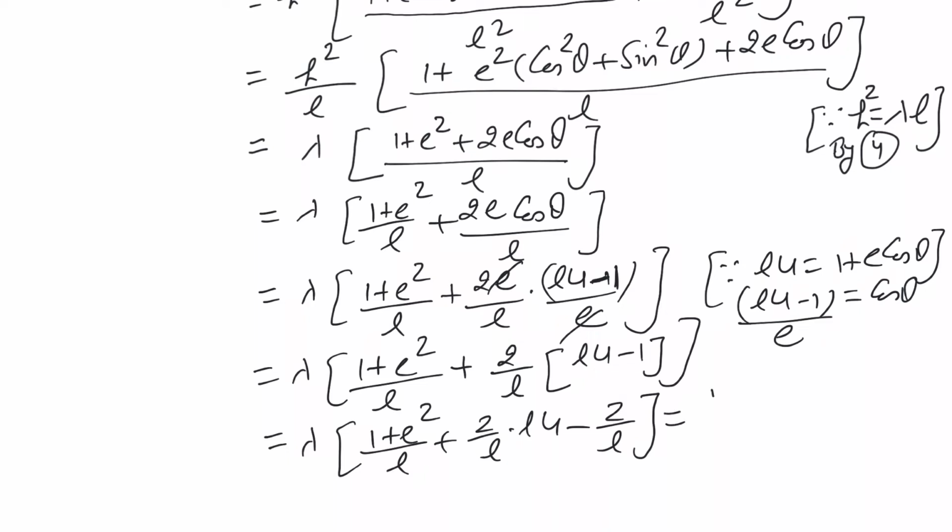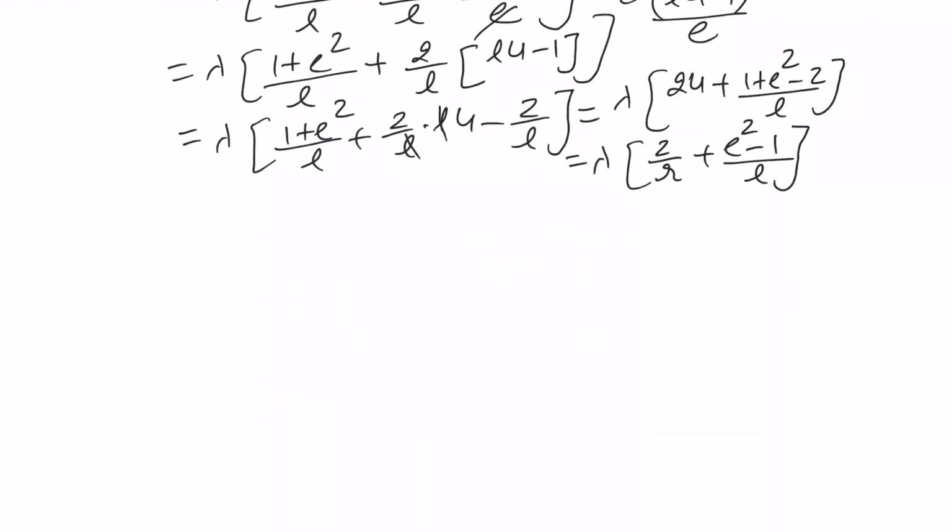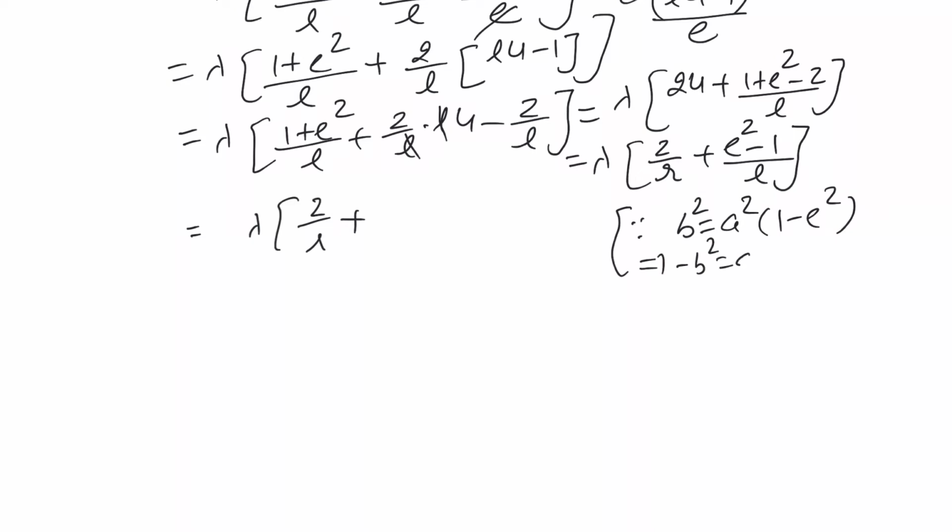This is further equal to lambda, this L will cancel out, (2u plus (1 plus e square minus 2) by L). This is further equal to lambda (2 by r plus (e square minus 1) by L). Now I am going to put the value of e square, and you know b square is equal to a square (1 minus e square). This implies that minus b square is equal to a square (e square minus 1). This implies that minus b square by a square is equal to e square minus 1.